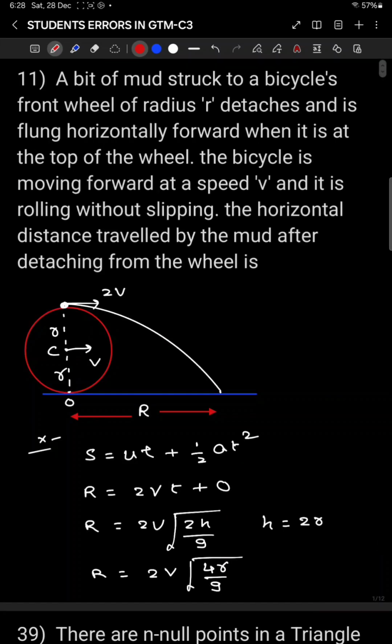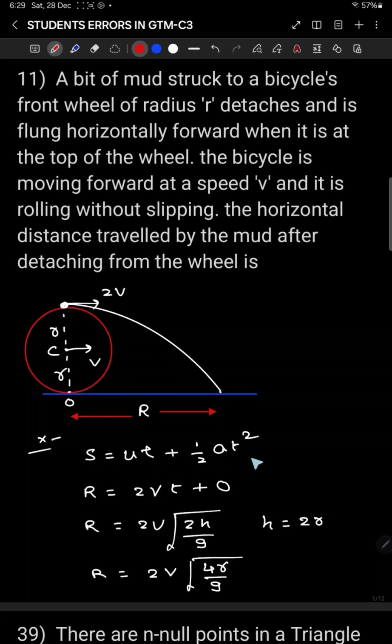Next question. A bit of mud stuck to a bicycle front wheel of radius R detaches and is flung horizontally forward when it is at the top of the wheel. So a mud particle reaches the top, it leaves the wheel with a horizontal velocity. Here for pure rolling of a wheel, center of mass velocity V, then bottom velocity will be 0 on the ground and the top velocity becomes 2V. So now it is a horizontal projectile when it leaves at the top.